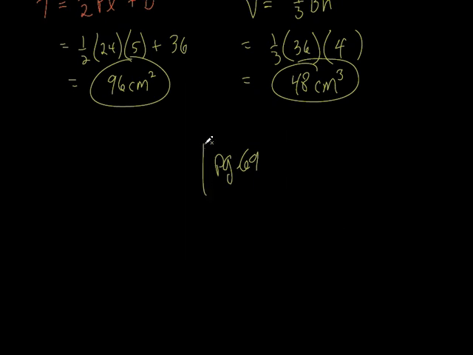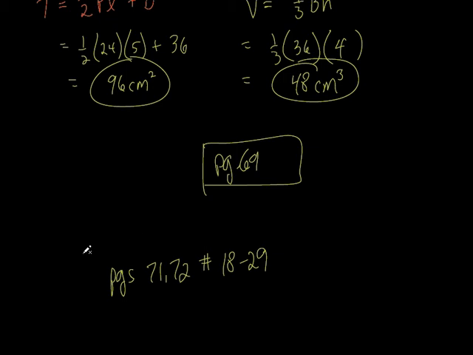So this page 69 is just the one that's on the chart. Here's your homework. It's pages 71 and 72, and we're going to do 18 to 29. It's not that many. I should probably give you more, shouldn't I? No?